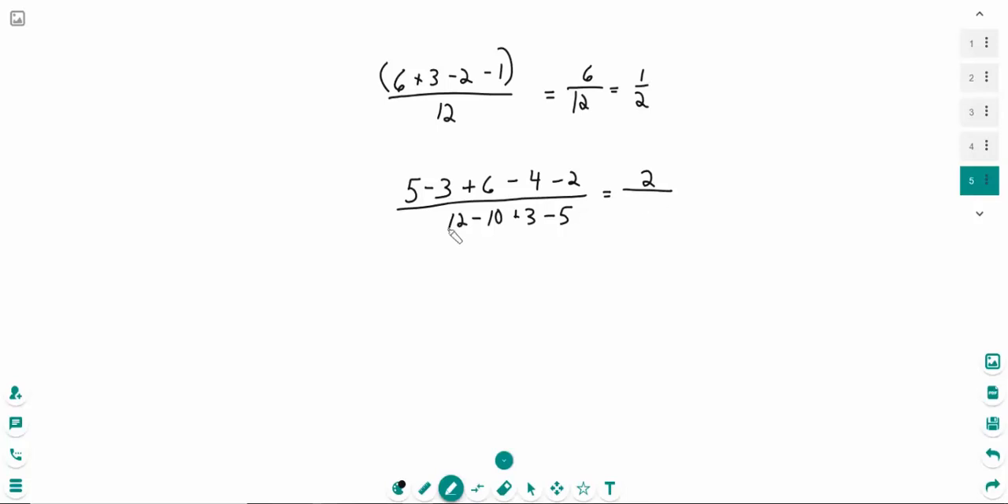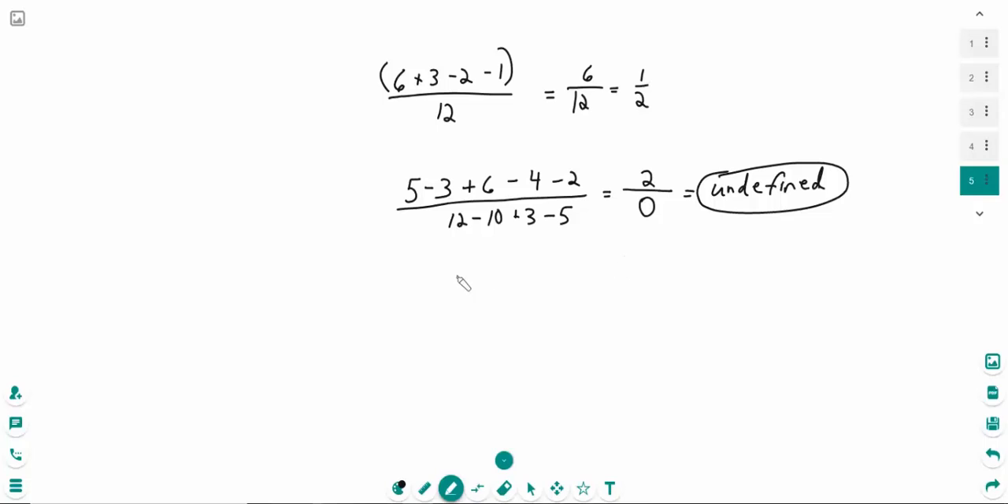Right? Down here we have a 12 plus a negative 10, which is going to be a 2. A 2 plus a 3 is going to be a 5, and then a 5 minus a 5 is going to be a 0. Now, notice what happened. We ended up with 0 in the denominator. So right away, we can end our problem by saying undefined. And that's our answer. Undefined.